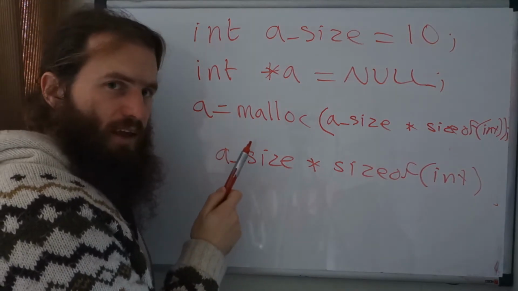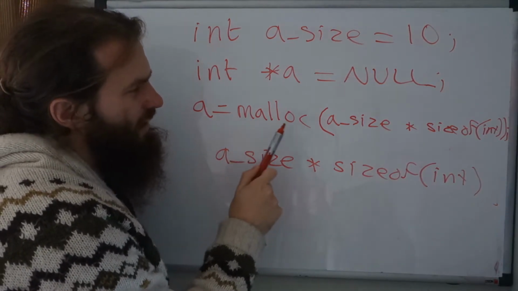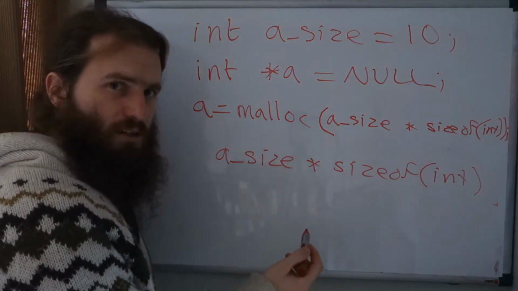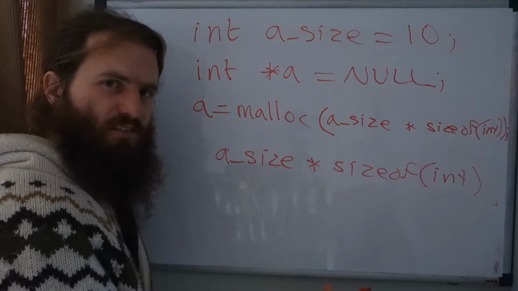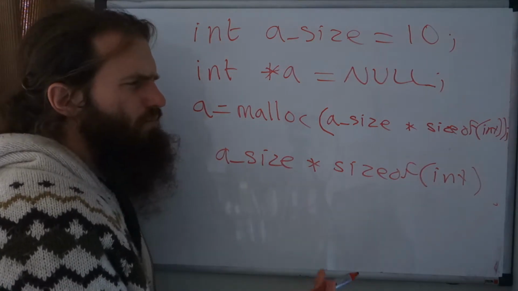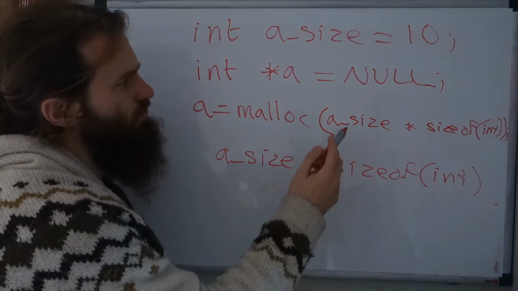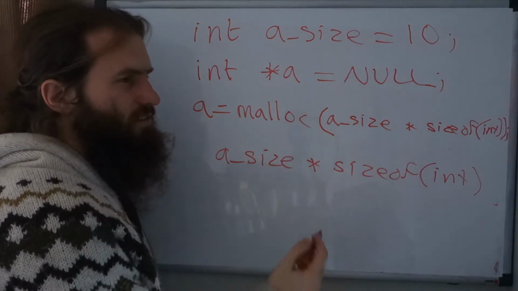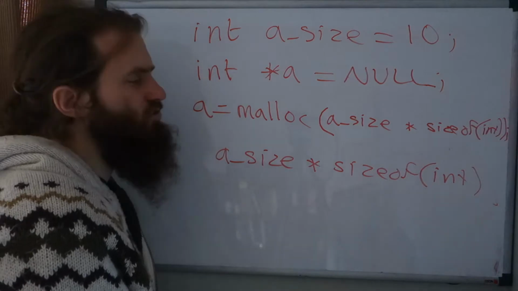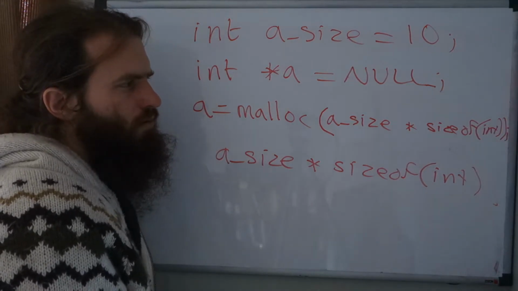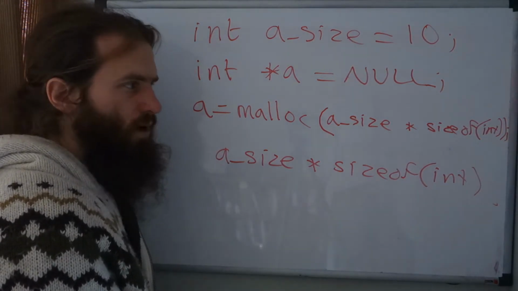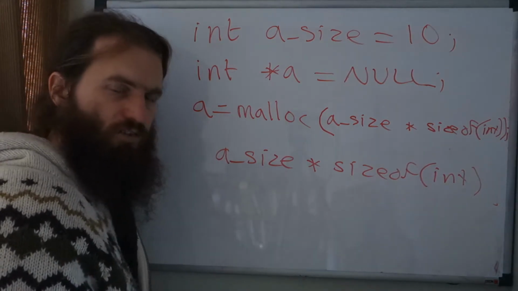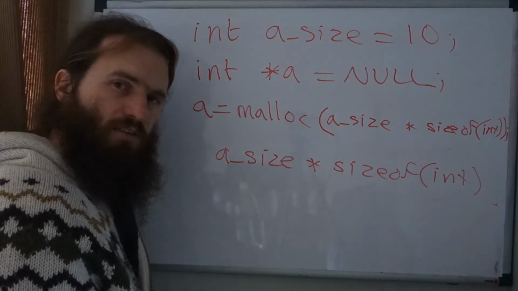So what's happening here is we're saying allocate a certain number of bytes. malloc takes a number of bytes to allocate. So how many bytes do we allocate if we want to store a size number of integers? Well, we know it's got to be a size times something, but how many bytes does an integer take up? It might be 4, it might be 8 bytes. We might be on a 16-bit architecture, so it could be a couple of bytes.